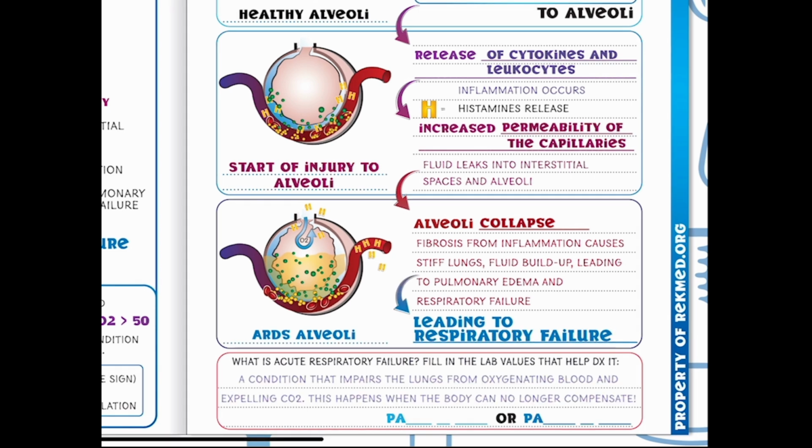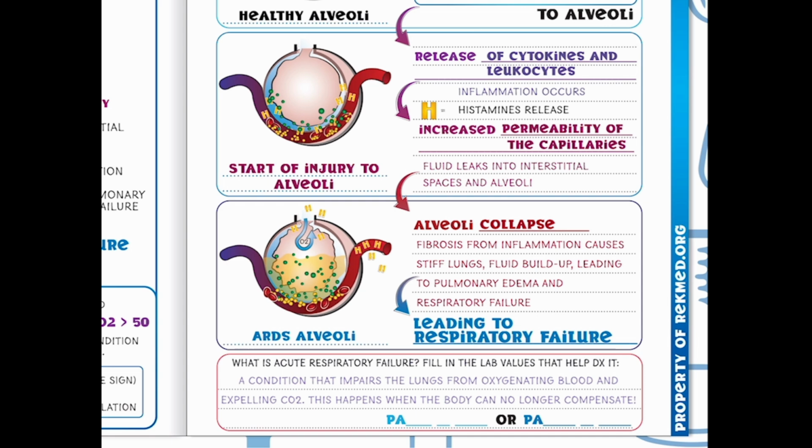And our respiratory failure is a condition that impairs the lungs from oxygenating blood and expelling carbon dioxide. And this happens when the body can no longer compensate. So on our blood gas, the biggest indication of this is going to be that our PaO2 is less than 55, or our PaCO2 is going to be greater than 50. And this makes sense, right? Because we're not absorbing a lot of oxygen, and we're definitely retaining that carbon dioxide as well.